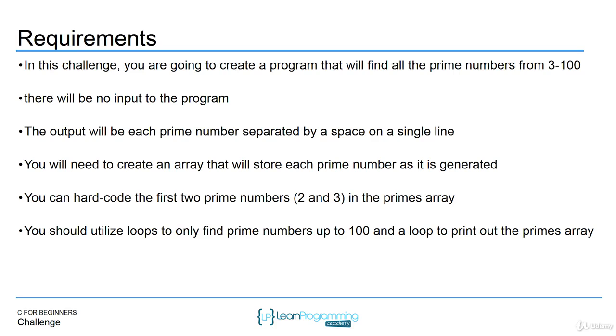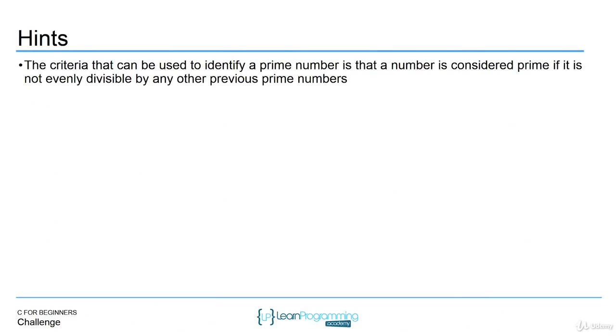You're going to need another loop to try to find the prime numbers. And you can find the prime numbers any algorithm you want, but what I would use is something like this because there's more reason to use an array if you do this algorithm. So the criteria that can be used to identify a prime number is that a number is considered prime if it is not evenly divisible by any other previous prime numbers. And there's also more to that algorithm, but that's the starting point.